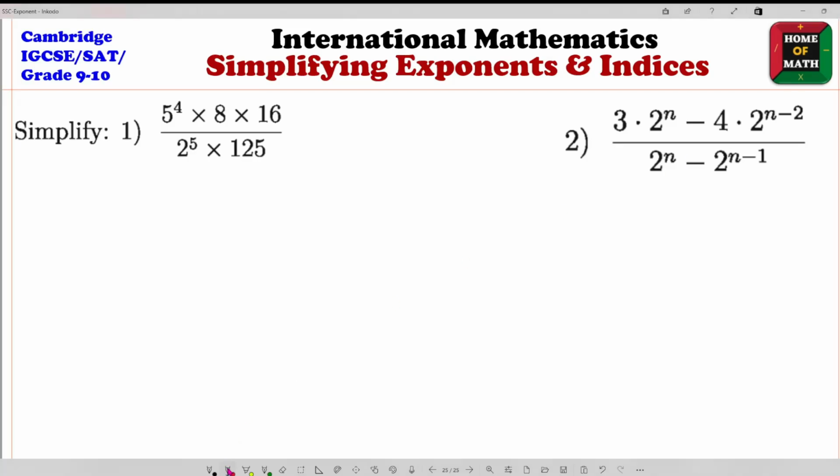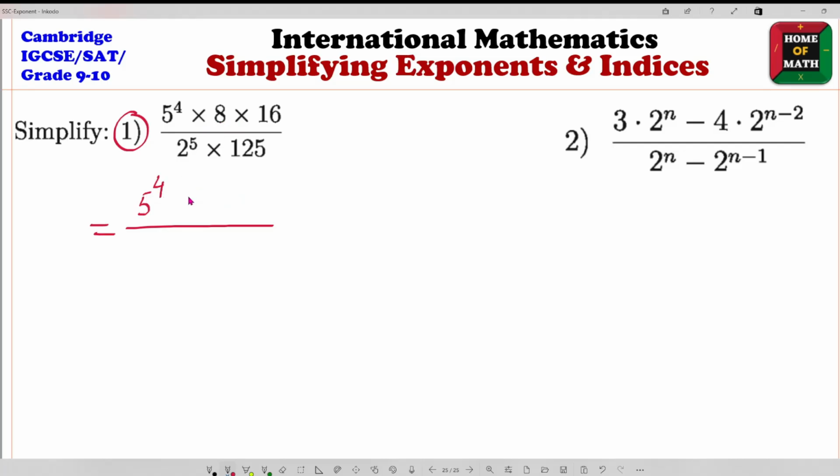Today we are trying to solve two math problems. The first one is a fraction where the numerator is 5 to the power 4 times 8 times 16, and the denominator is 2 to the power 5 times 125. Once we simplify, first we have to make the bases similar, like here is 5 to the power 4.